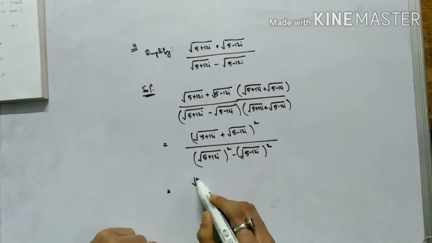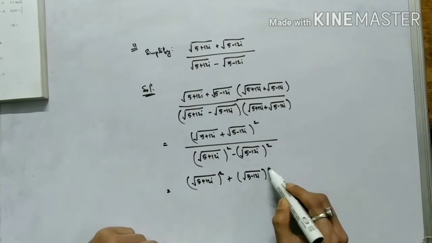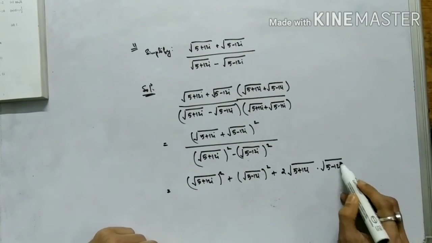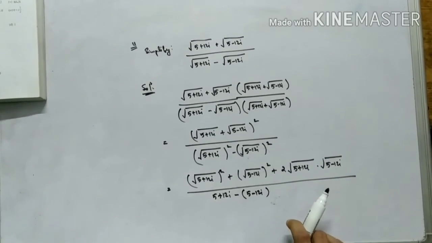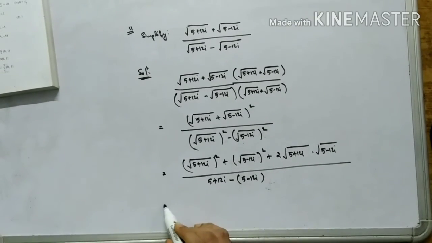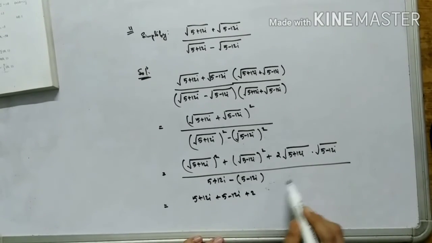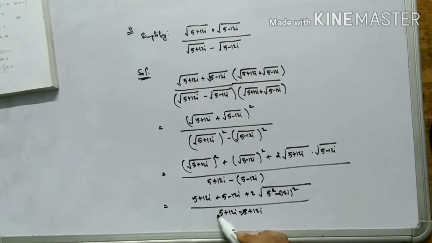So this is equals to, I will break it into formula, (5+12i) plus (5−12i) plus 2√((5+12i)(5−12i)) by (5+12i) minus (5−12i). Okay, so now again this becomes 5+12i plus 5−12i plus 2 root over 5 square minus (12i) the whole square, by 5+12i minus 5 plus 12i. This one gone.